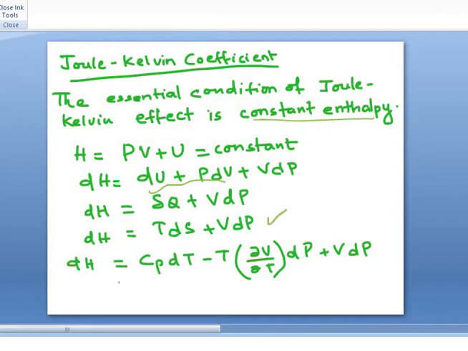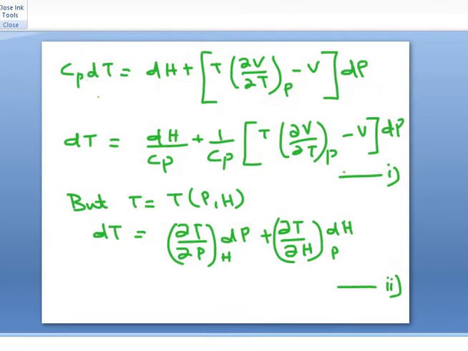So far so good. Now we will apply the second TdS equation, where TdS is equal to Cp dT minus T (dou V by dou T) at constant P dP. And from this we will proceed further. Once you get this equation, Cp dT is equal to dH plus [T (dou V by dou T) at constant P minus V] dP. And we will rewrite this as equation number 1.